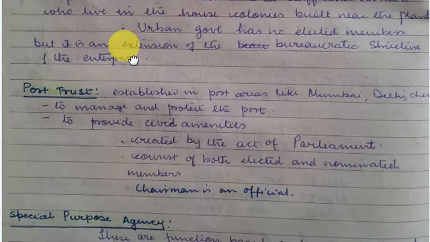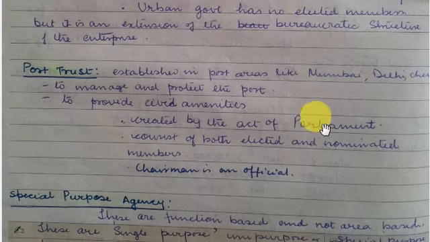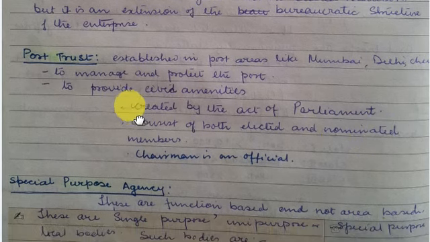Again, the same as other types of urban government bodies, there is the port trust, generally in all port areas like Mumbai. I don't know how I mentioned Delhi. It exists to maintain and protect the port and to provide civic amenities. The port trust is created by an Act of Parliament because it comes under the central government's purview, and it consists of both elected and nominated members, and the chairman is generally an official of that port trust.